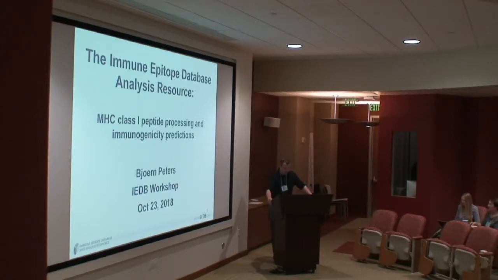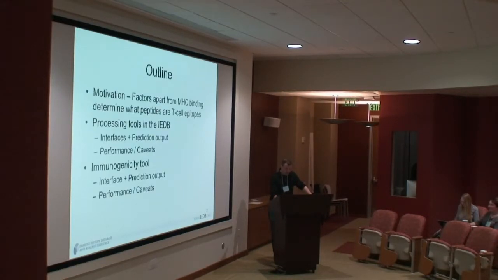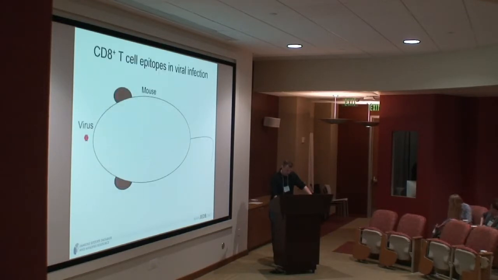Okay, so I'll start. The first presentation I'm giving is about MHC class 1 peptide processing and immunogenicity predictions. You've heard a lot about MHC binding, and we know that there are other factors that impact if a peptide can be recognized by T cells. The two things I'll talk about are processing, meaning which peptides actually get made by the cell and are available for MHC binding, and then immunogenicity prediction, which essentially is asking, are there certain properties of a peptide that make it more likely to be recognized by T cell receptors than others?